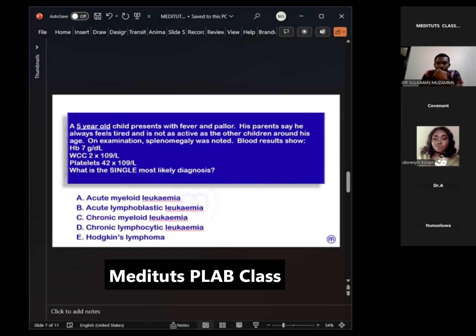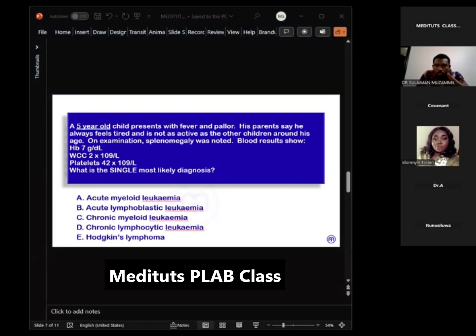A 5-year-old child presents with fever and pallor. His parents said he's always tired and not as active as the other children around his age. On examination, splenomegaly was noted. Blood results show hemoglobin 7 grams per deciliter, white blood count 2 times 10^9 per liter, platelet 42 times 10^9. What is the single most likely diagnosis?